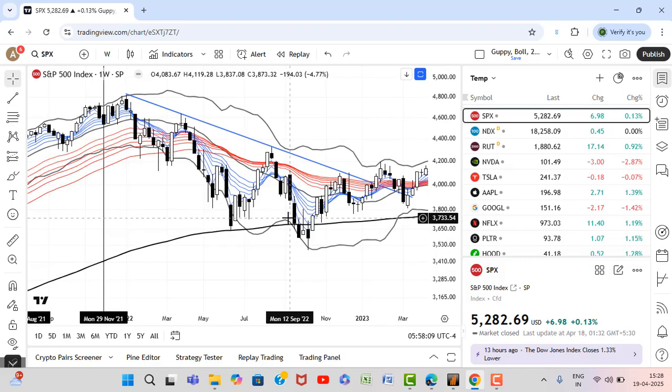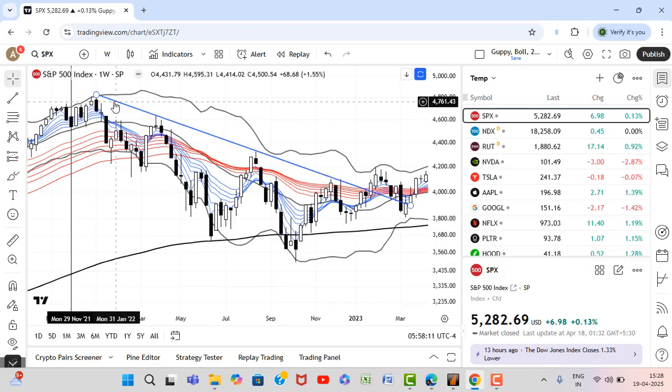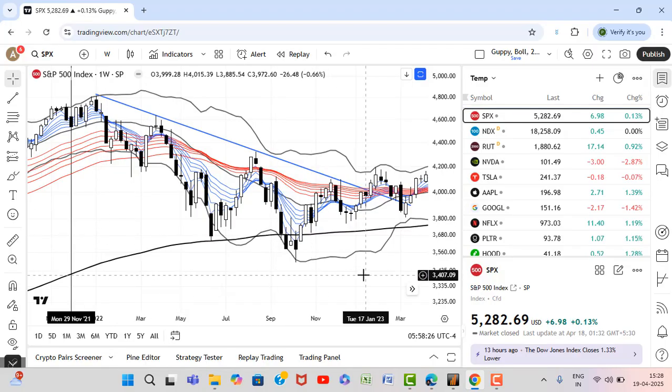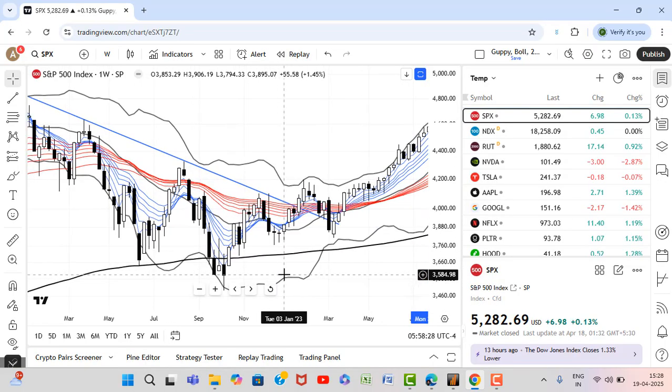So the longer the trend line, this is almost a year long. The longer the trend line is in place, and the more the number of times it has been touched, the more potent or stronger the trend line. So it broke here. This is a weekly chart. Again, the higher the time scale, the more potent the signal.